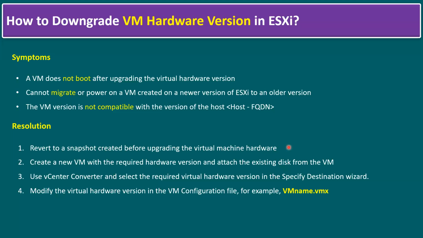Okay, so we already got an idea on the first solution: revert to a snapshot created before upgrading the virtual machine hardware. But in some cases, you may have upgraded accidentally, and somehow there is no snapshot. That means option one is ruled out. It's not applicable. In that scenario, we can verify the other options.